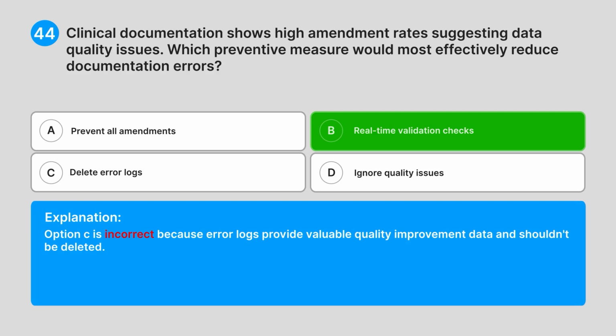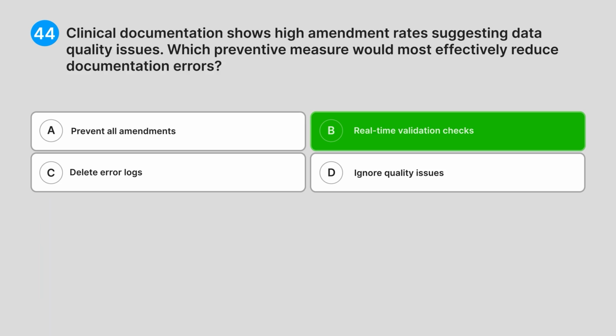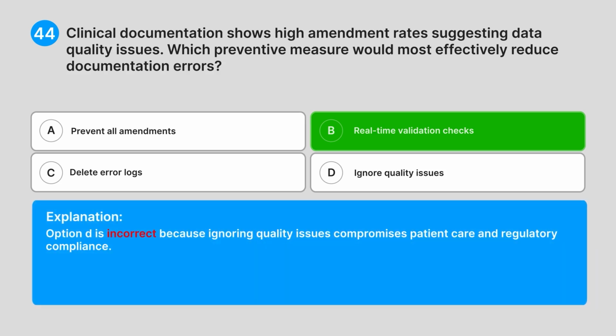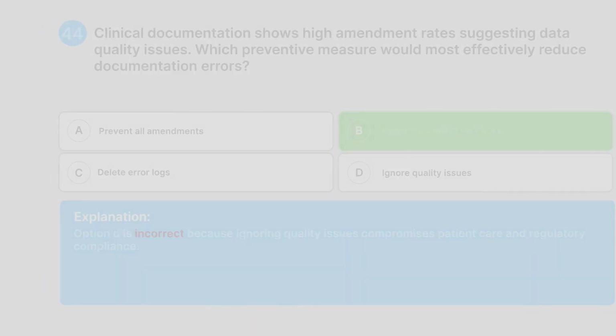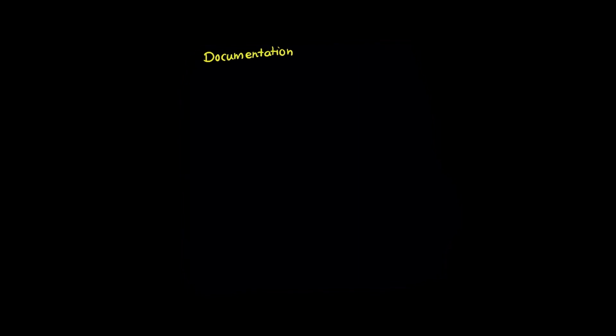Option C is incorrect because error logs provide valuable quality improvement data and shouldn't be deleted. Option D is incorrect because ignoring quality issues compromises patient care and regulatory compliance. High documentation amendment rates signal quality problems that need prevention, not band-aids.